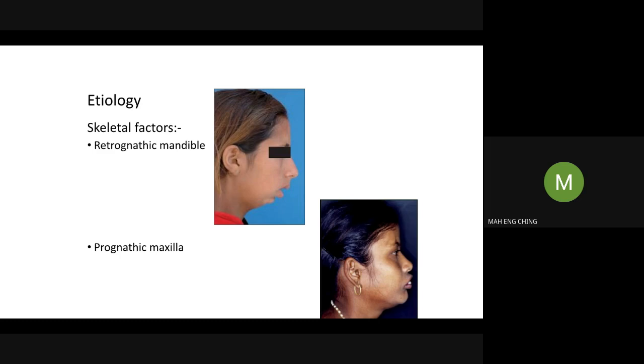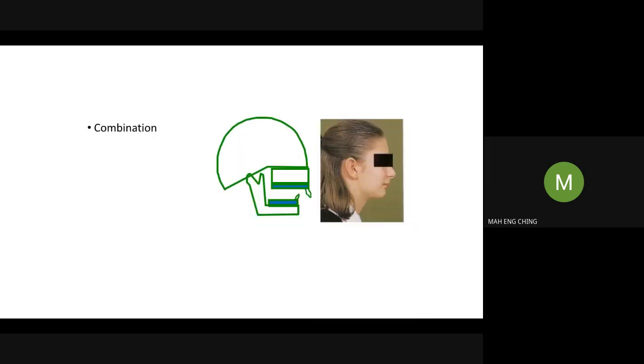So the first one should be skeletal, because of the retrognathic mandible. It just means the mandible is a bit shorter than the maxilla. So if you cover the upper face, then you see how short the mandible is. Then it can be the prognathic maxilla. It means the maxilla is slightly longer than the mandible, which is on the picture on the right side. So this one is a short mandible. So this one is a long maxilla. Or it can be a combination of both, where the maxilla is a bit too long and the mandible a bit too short. So they create a gap between the upper and lower jaw. That's called class 2 skeletal.